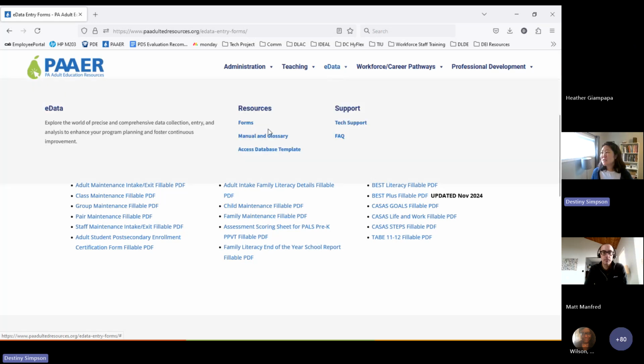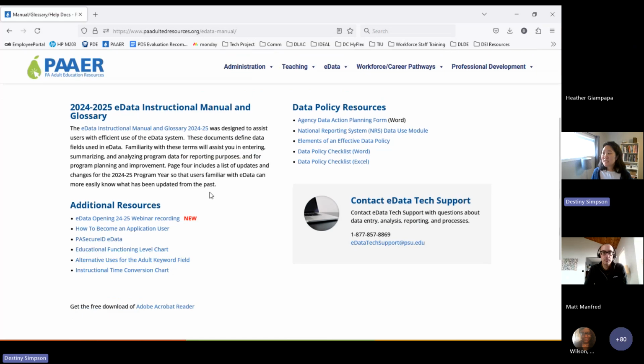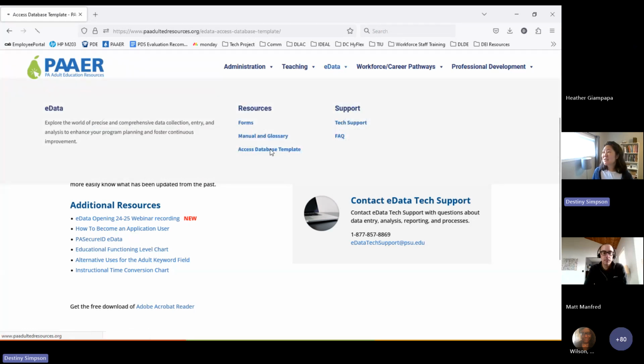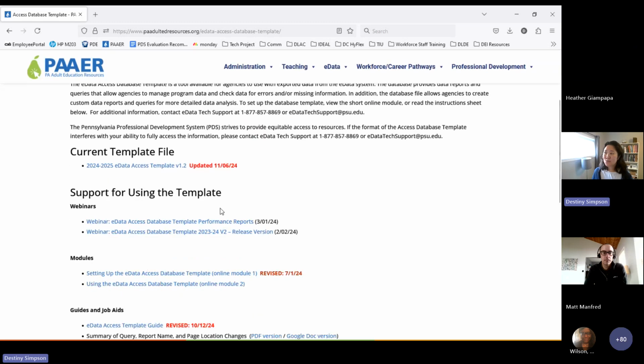Under eData, there's also the manual and glossary. So this is where your eData specialist and those that are doing eData can get information about how to make sure they're entering their data correctly. And also the Access Database template, which is most likely a tool that you as an administrator might use, or you have your data quality specialist use it in order to run reports and see how your program is doing.